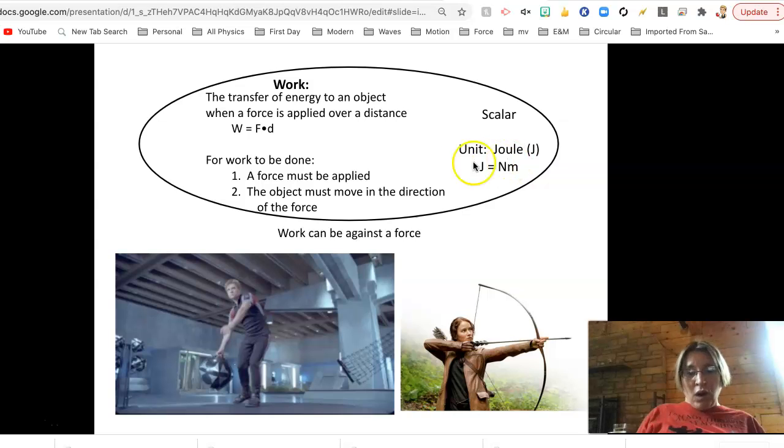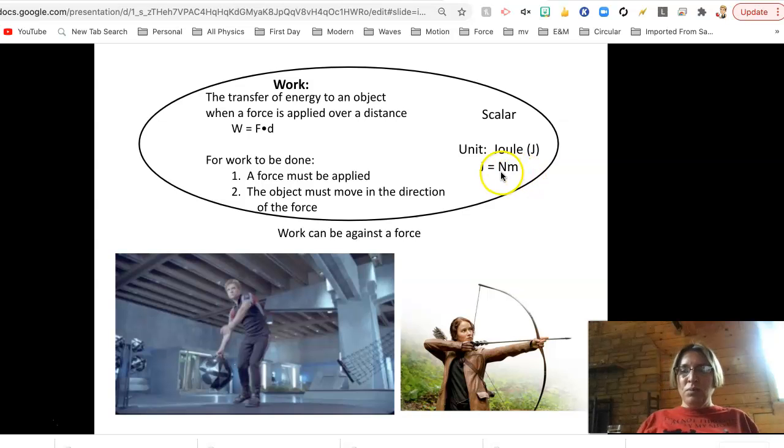Now the unit for work, if you just carry your units through, you'll see that work is measured in Newton meters, but we have a special name for that called a joule, not to be confused with the J for impulse. Just like little m is both mass and meters, big J is both the unit joule and the quantity impulse. You can either use a Newton meter or a joule, and since a Newton is also a kilogram meter per second squared, a joule is also a kilogram meter squared per second squared. Any of those equivalent units would be fine, but I usually just use joules because it's one letter.